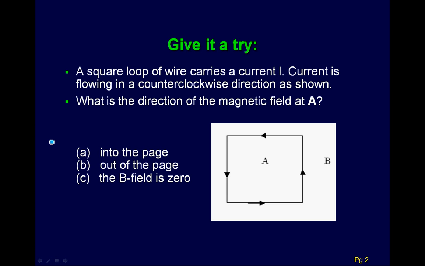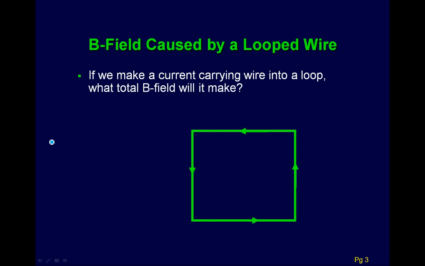Okay, so the answer I get is it'll be pointing out of the page. So let's take a look at this. So here's our loop. Now we take our curly right hand rule. If I look at the bottom and I put my thumb along with the current from the bottom, in the middle of the square, my fingers are pointing out of the page, and then they'll be pointing into the page on the other side. All right, if I look at the right side, I see the same thing. Into the page, out of the page.